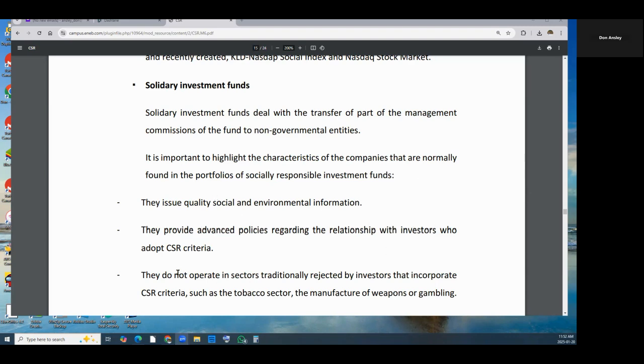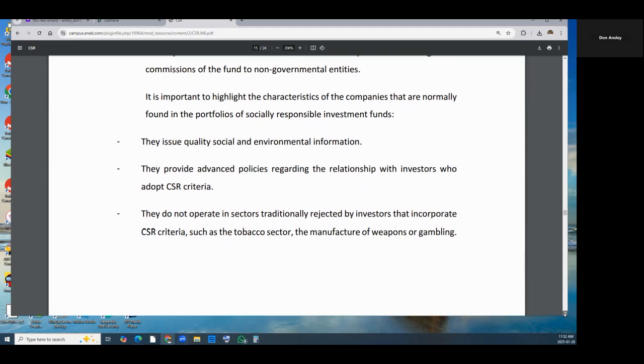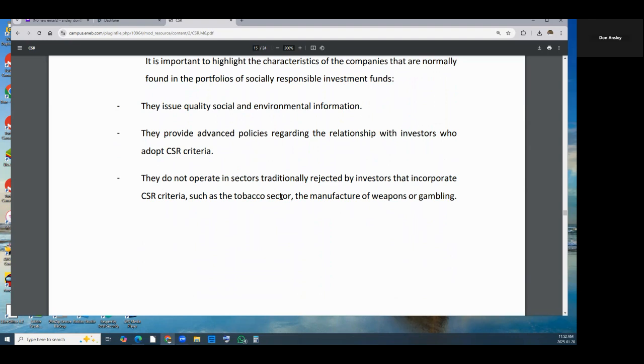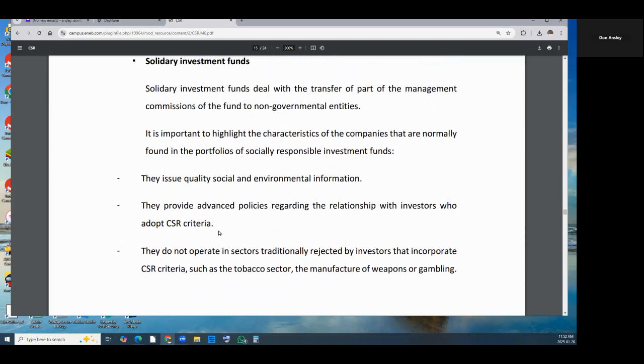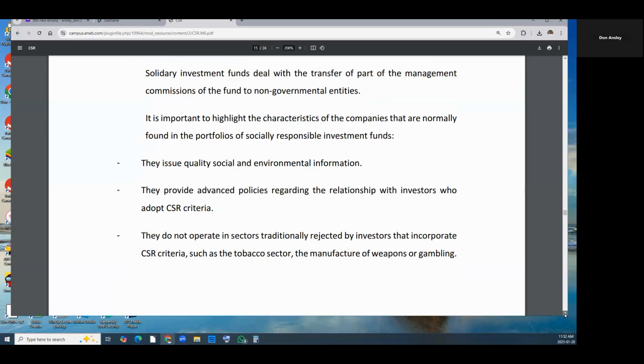Yeah, I think we said all this. They do not operate in sectors traditionally rejected by investors that incorporate CSR criteria, such as the tobacco sector, of course, or the manufacture of weapons or gambling. That's interesting. They provide advanced policies regarding the relationship with investors who adopt CSR. They issue quality social and environmental information. It's important to highlight the characteristics of the company that are normally found in these portfolios. Oh yes, here are some of their attributes. Yeah, got it. Okay, good information.